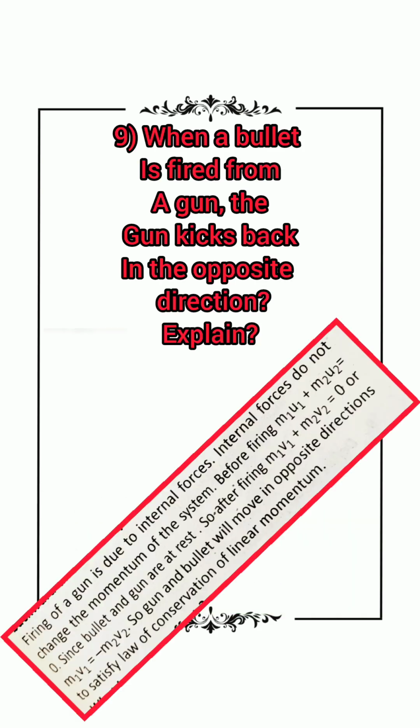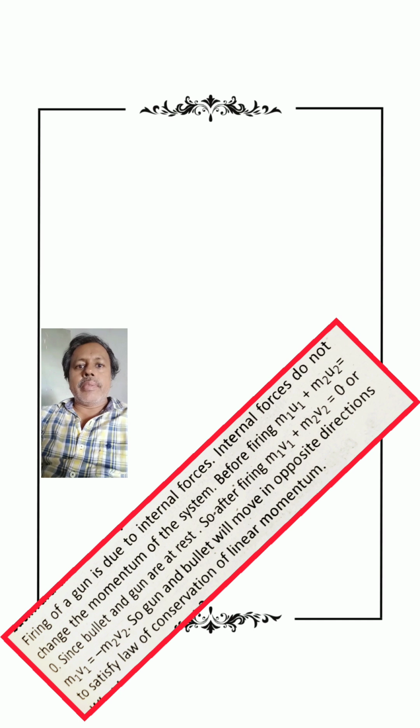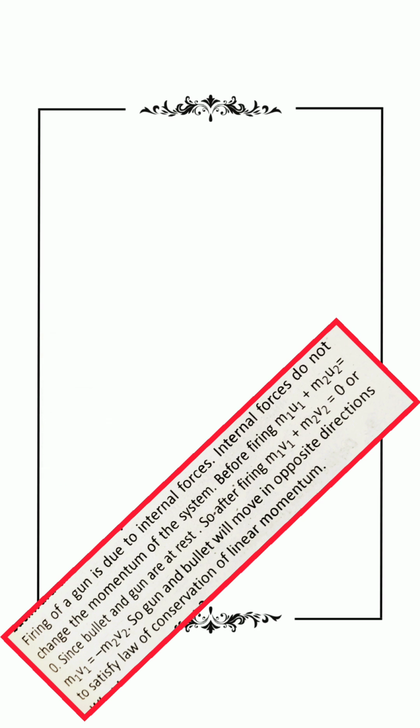9. When a bullet is fired from a gun, the gun gives a kick back in the backward direction. Explain. A. This is due to conservation of linear momentum. m1v1 + m2v2 = 0, so m1v1 = -m2v2. The minus sign indicates that the bullet and the gun move in opposite directions.